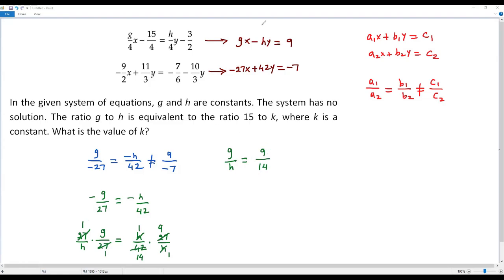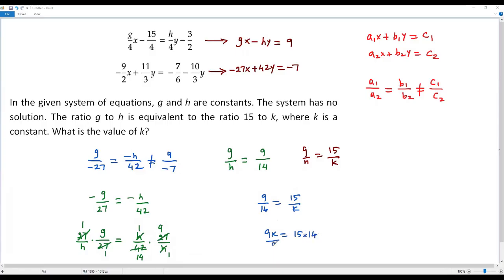Already we have the ratio g to h over here, that is, the ratio g to h is equivalent to the ratio 15 to k. So g over h equals 15 over k. So this one is 9 over 14 and this one is 15 over k. Both of them are equal to the same thing, that is g over h. Now what we can do is equate these two. Let me do it: 9 over 14 equals 15 over k. Now we can do cross multiplication. Then I'm getting 9 times k equals 15 times 14.